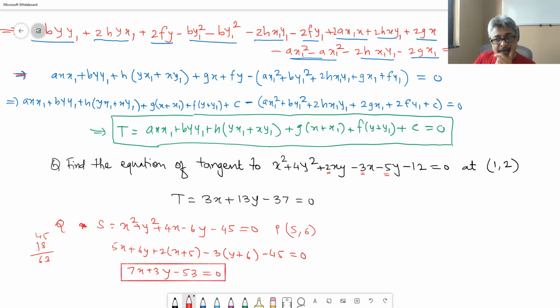That is the equation of tangent: 7x plus 3y minus 53 is equal to 0. Okay.